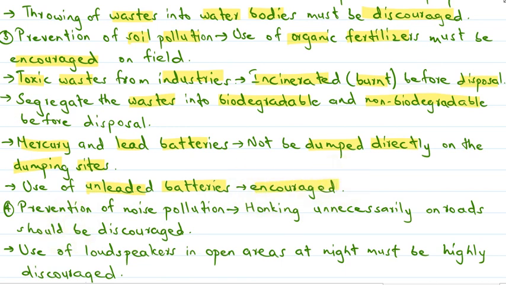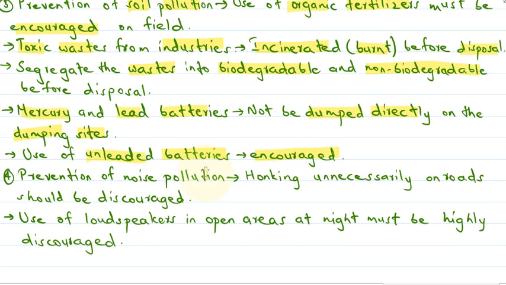Then we talked about prevention of noise pollution. So how can we prevent noise pollution? Unnecessary honking on roads should be discouraged, and use of loudspeakers in open areas at night must be highly discouraged. And there are specific rules and regulations pertaining to the use of loudspeakers, and those rules and regulations must be followed at all the times.